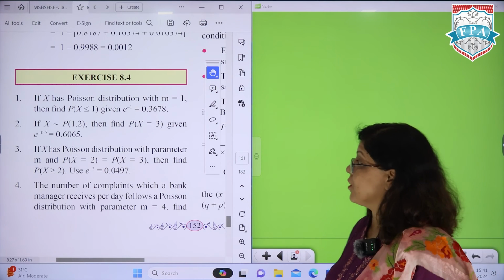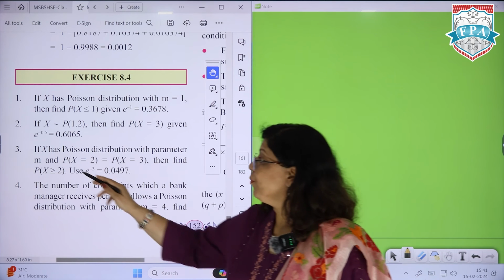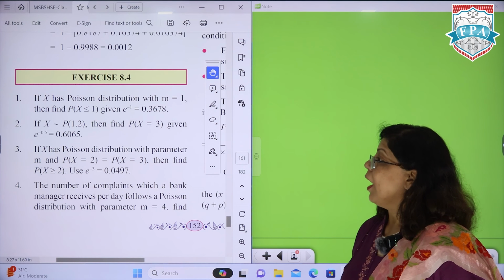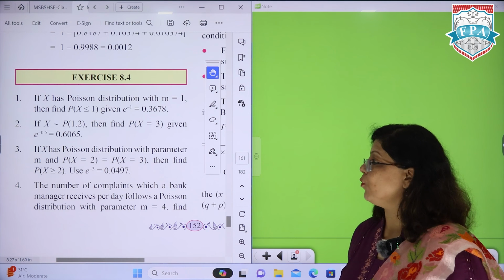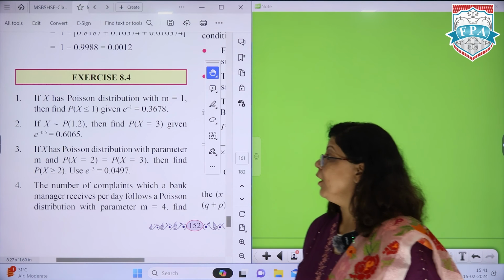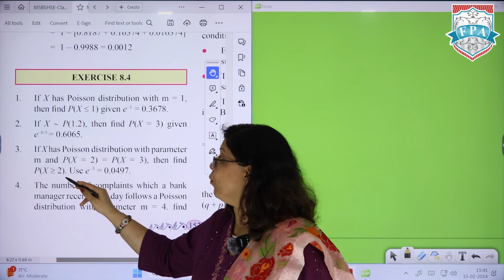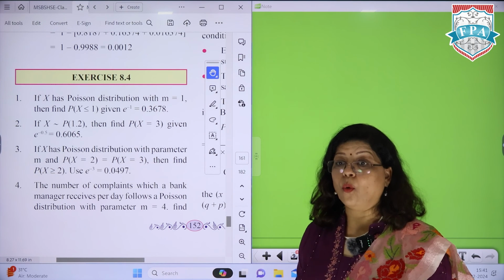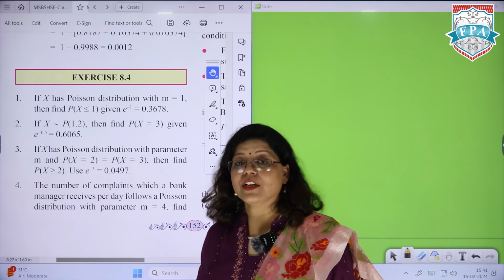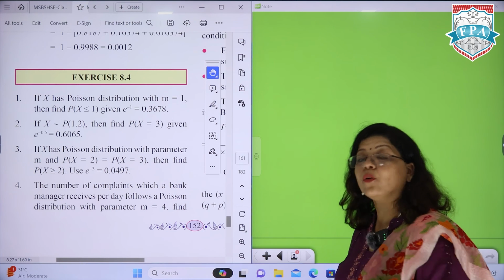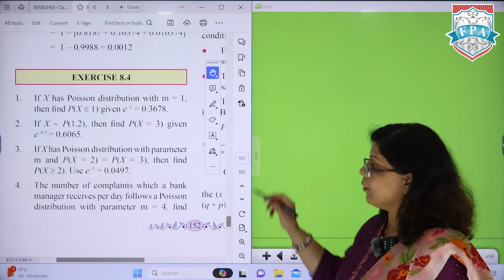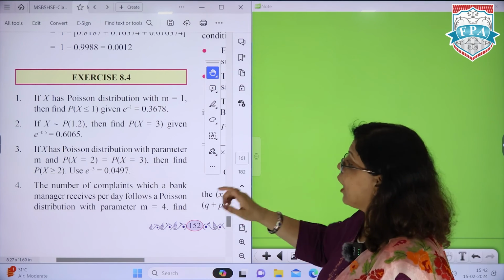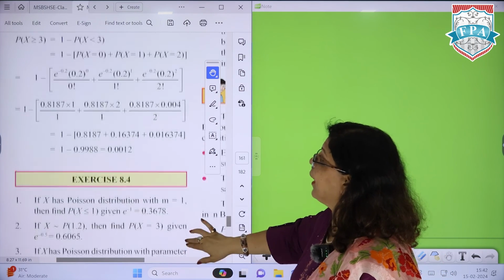Let's see one question on the Poisson distribution over here. Say question number 3. If x has Poisson distribution with parameter m, and P(x equal to 2) is equal to P(x equal to 3), then find the value of P(x greater than or equal to 2). Here it's given e to the power minus 3. Now, when the parameter m is not given to you, we have to calculate that parameter. And here, a major hint is that ultimately whatever you calculate, the parameter will come as 3, and then you can apply the formula.